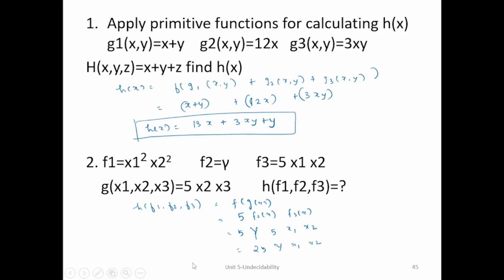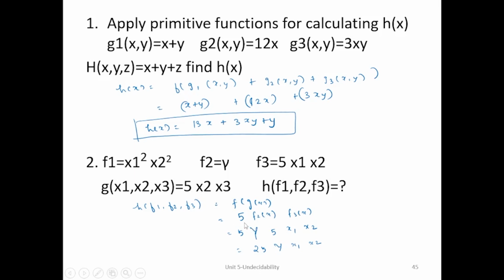The same thing for the next one. f1, f2, f3. There are no input parameters; they are directly given. So f1 is equal to x1 squared, x2 squared. f2 is equal to gamma. f3 is equal to 5x1, x2. So g of x1, x2, x3. You should use f1 instead of x1, f2 instead of x2, f3 instead of x3. And I want to multiply that f2 value and f3 value with 5. That is the logic.